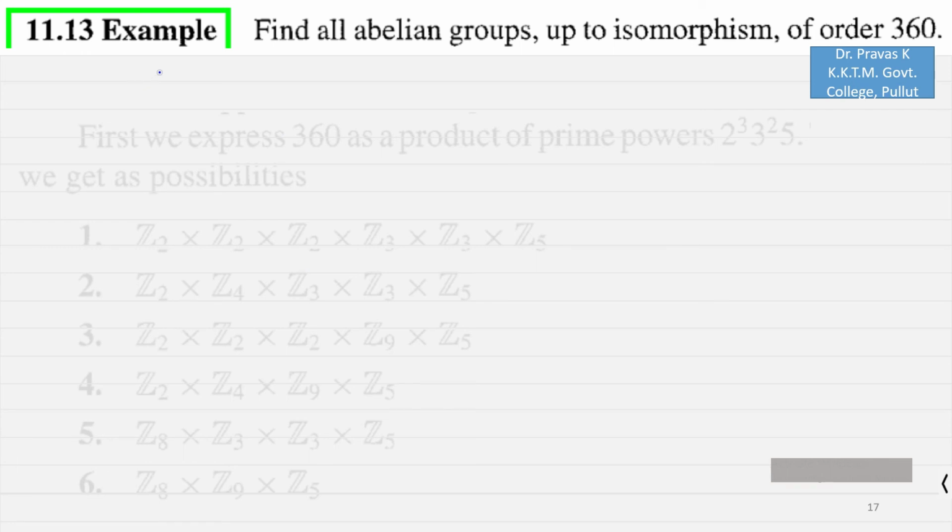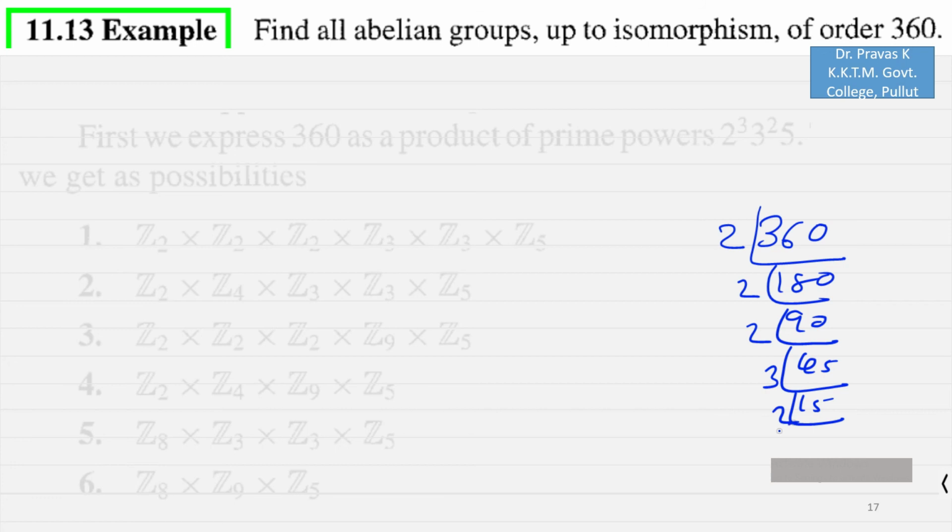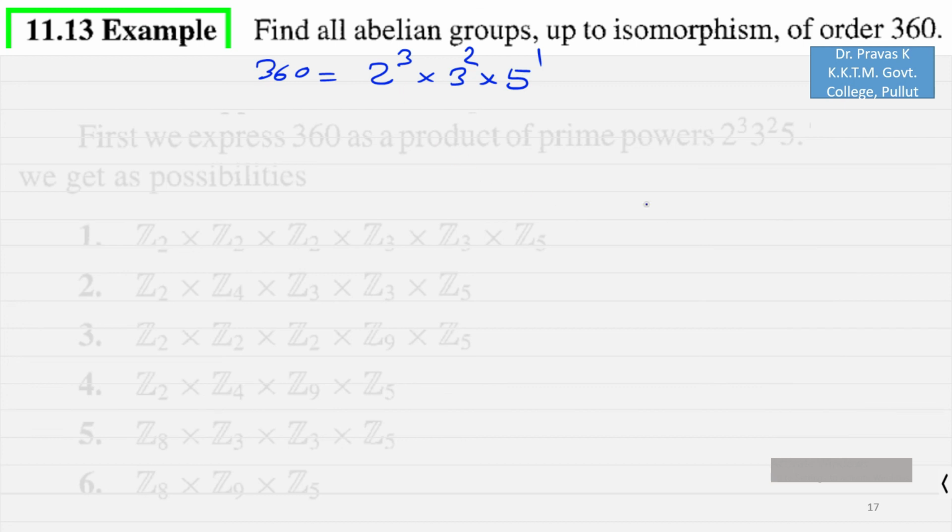Here let us see a problem. Here we need to find all abelian groups up to isomorphism of order 360. So first we need to find the factors of 360. That is, we can write 360 as 2 into 2 into 2 into 3 into 3 into 5. So we write 360 is equal to 2 cube into 3 square into 5.